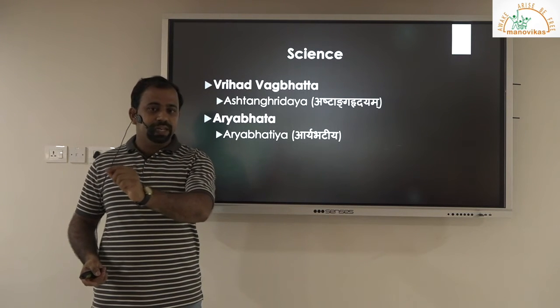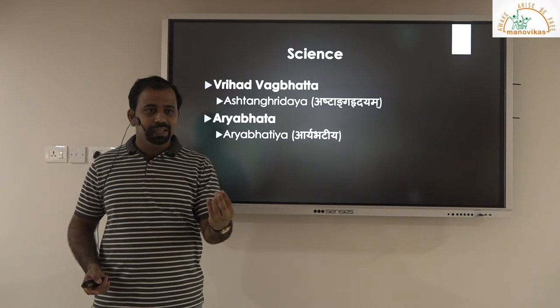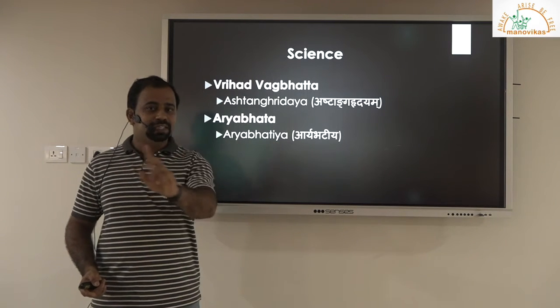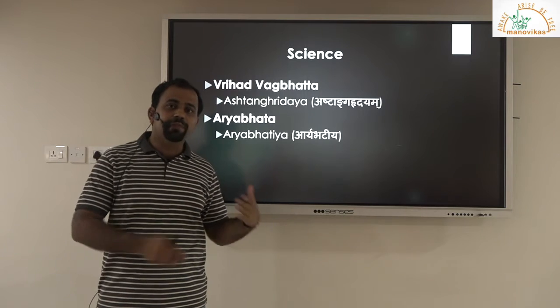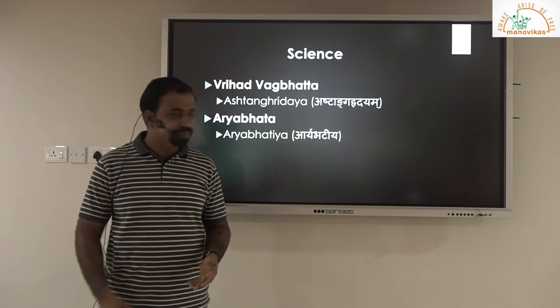Aryabhatta is described as one of the first persons who said that the sun is in the center and the planets revolve around it. He also described why solar eclipses and lunar eclipses take place.